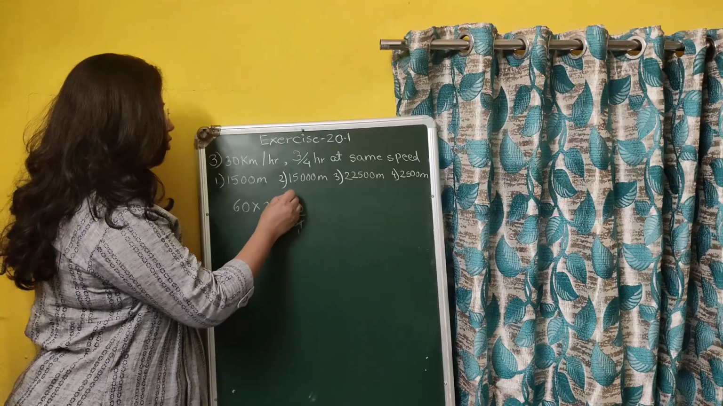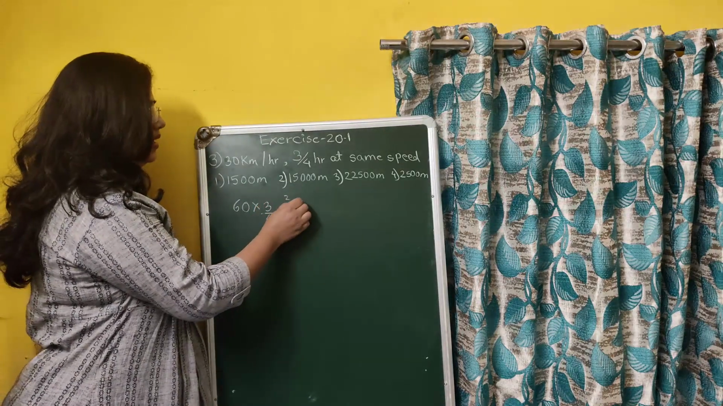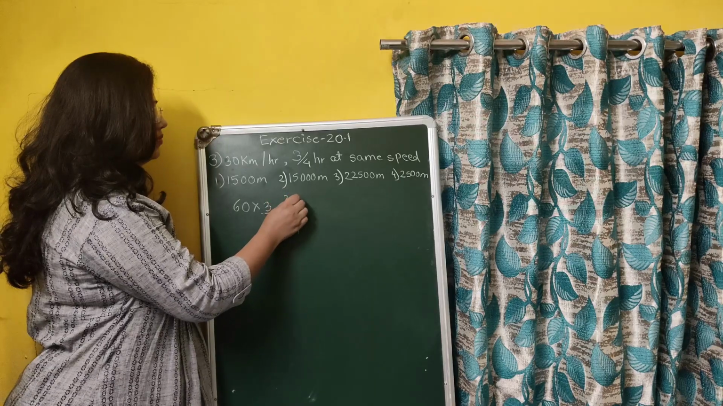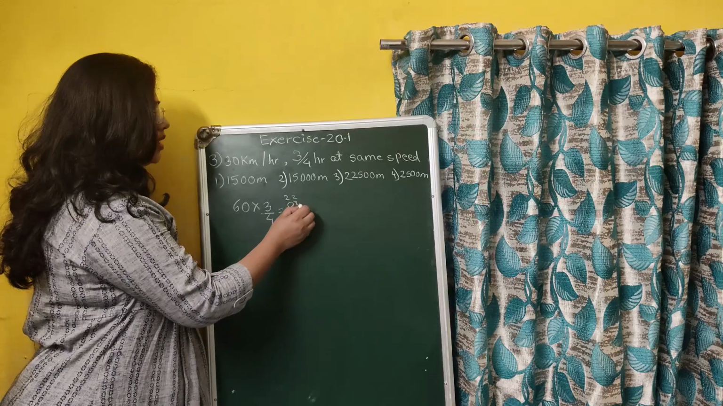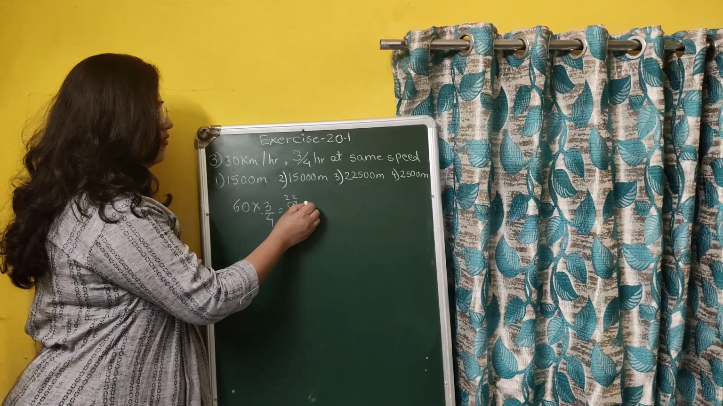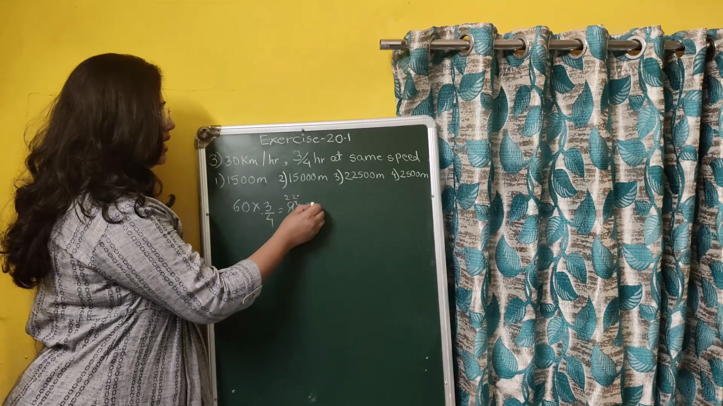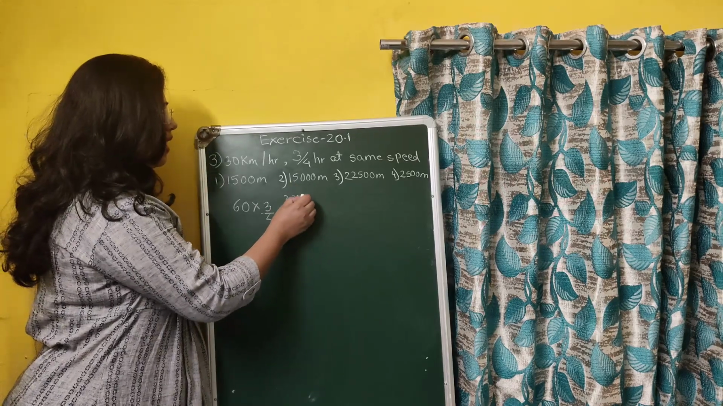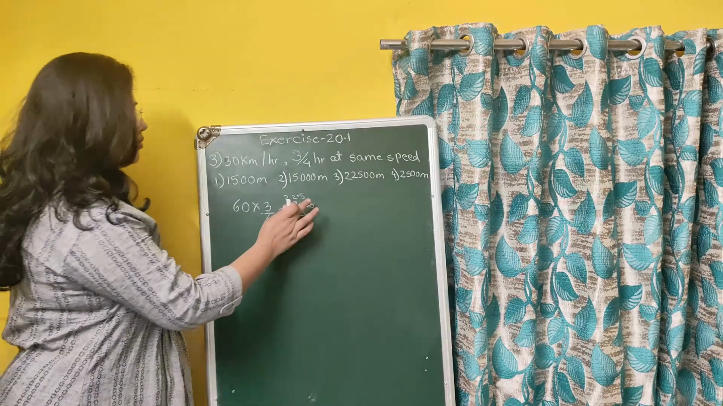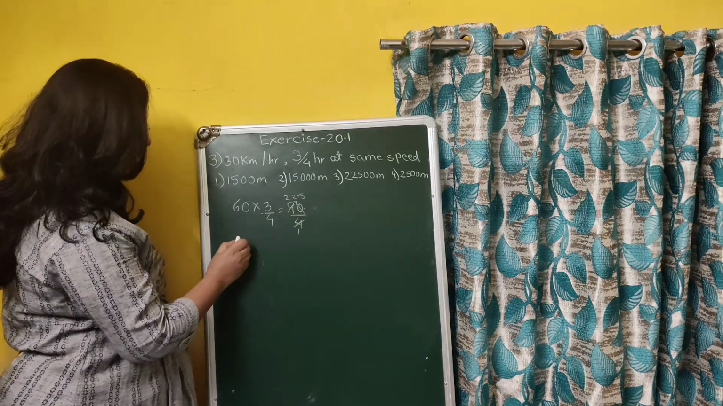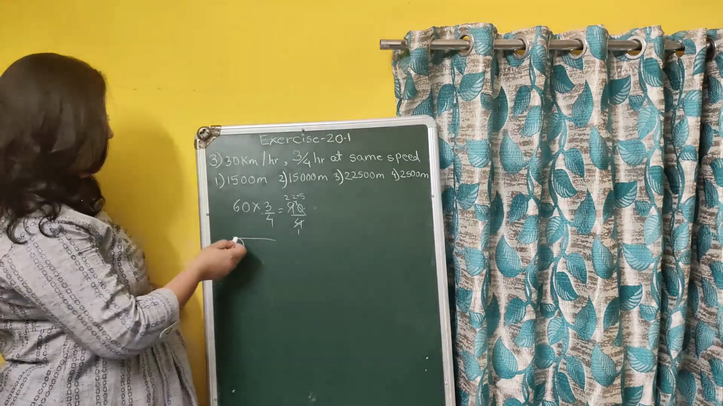4 1s are 4, 4 2s are 8. 8 from 9 gone, 1 comes here. Again 4 2s are 8. 8 from 10 gone. Now we have here 2 again. And if we put a point and add a 0, then 4 5s are 20. You can do it this way also, traditional way, or you can do it the simple way also.